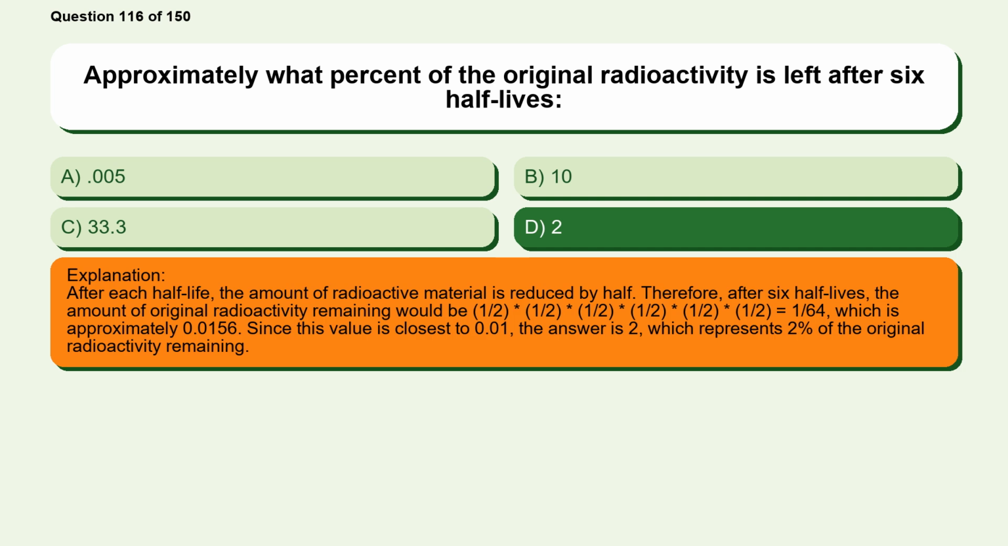After each half-life, the amount of radioactive material is reduced by half. Therefore, after 6 half-lives, the amount of original radioactivity remaining would be 1/2 × 1/2 × 1/2 × 1/2 × 1/2 × 1/2 = 1/64, which is approximately 0.0156. Since this value is closest to 0.01, the answer is 2, which represents 2% of the original radioactivity remaining.